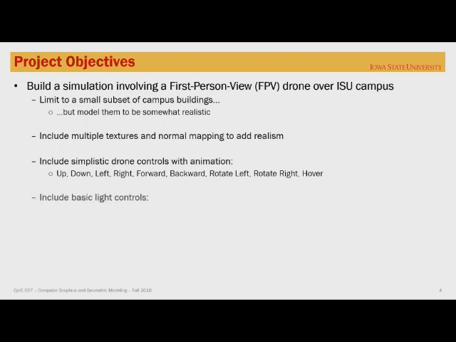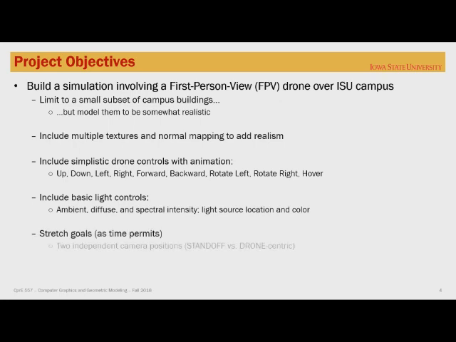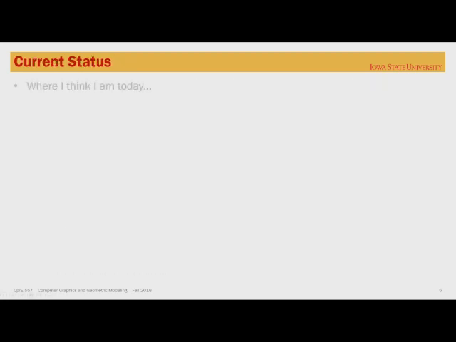Drone controls, basic motion controls, up, down, left, right, rotate, hover, etc. Light controls, ambient, diffuse, or specular intensity, location, and color can be controlled. And stretch goals, as time permits, a second camera position, say a standoff where somebody stands in one location and watches the drone fly, a drone-sourced spotlight, and finally collision detection and response.